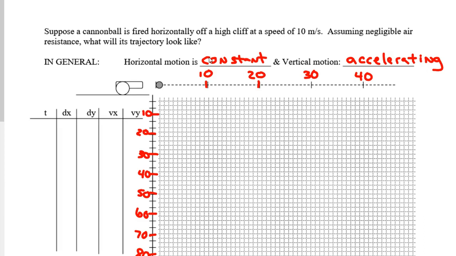So what we want to do is sketch what the trajectory looks like, or at least prove that what we see being parabolic actually works out mathematically. So we have this cannonball that is being fired at 10 meters per second. So its initial velocity in the horizontal direction is 10 meters per second. And we're going to basically trace it out from 0, 1, 2, 3, 4 seconds, and then figure out where it is and also how fast it's going.